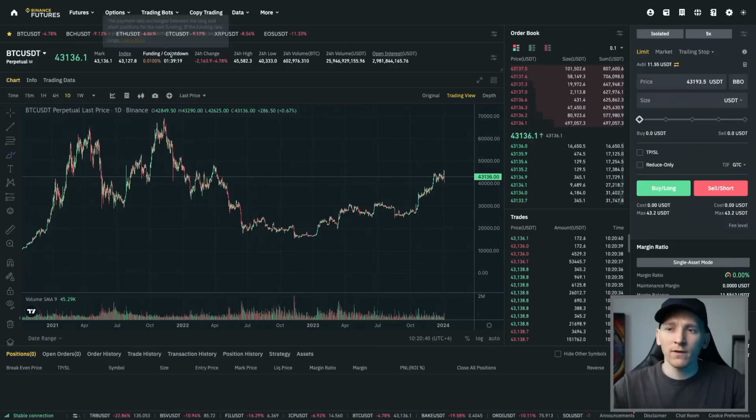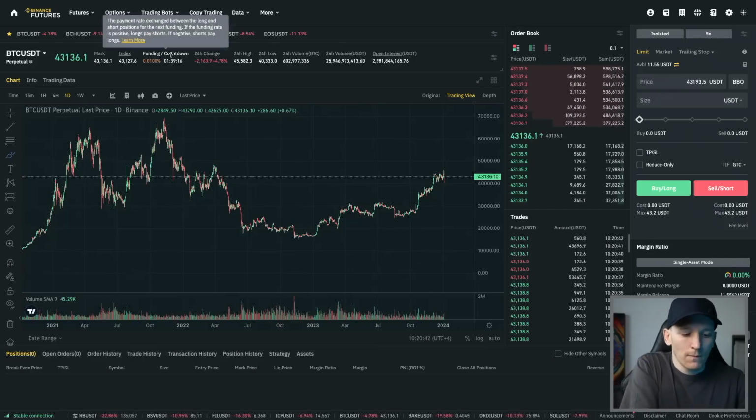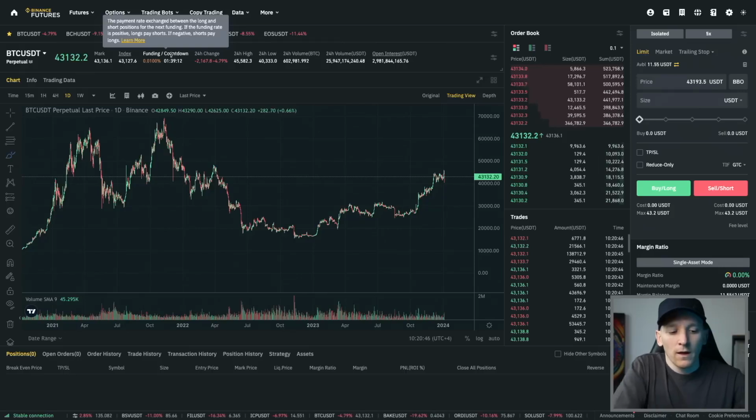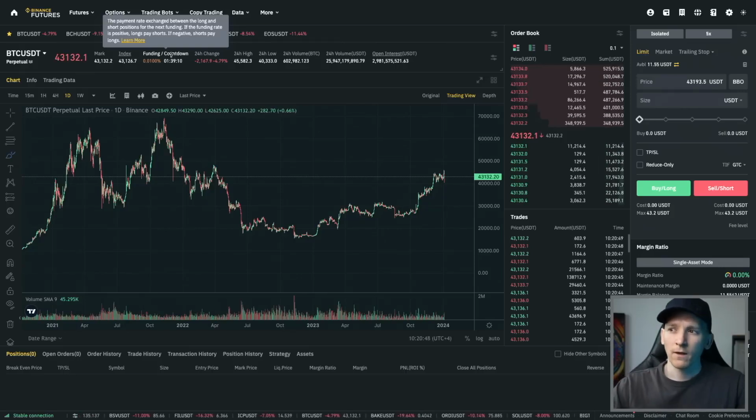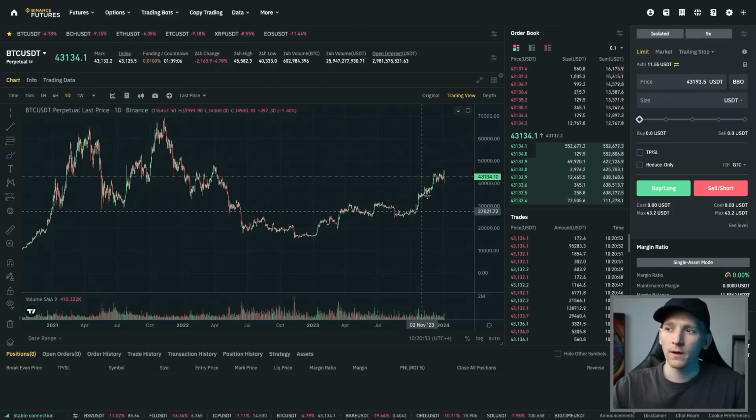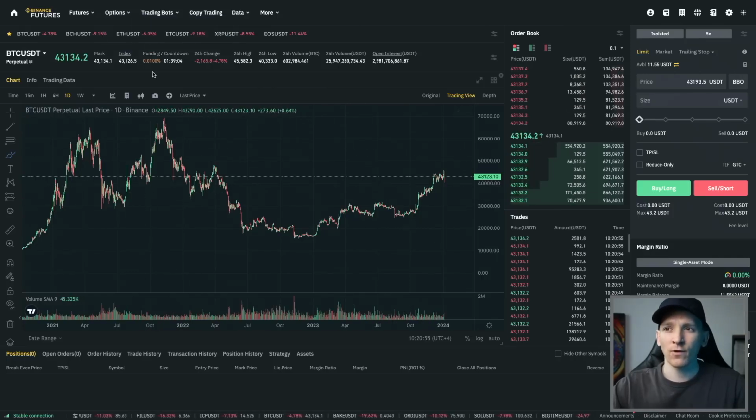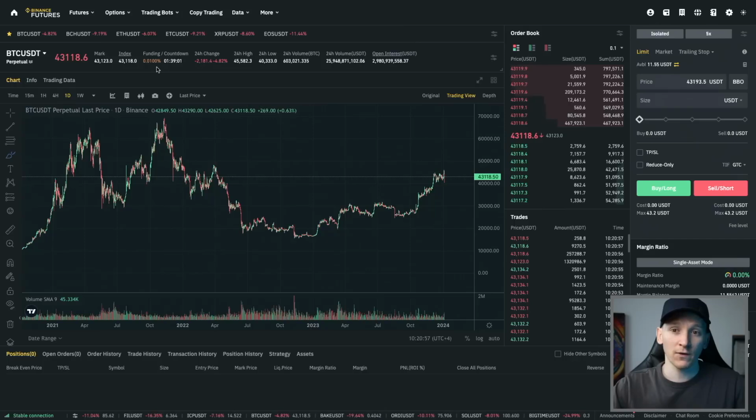So 0.01%, and then we can times that by 3 and then just do a yearly figure. So it's around 11% right now. So if you were to keep the position open for a year, you'd pay 11% on top as this funding rate. Now, it's not as easy as that, because over time, this funding rate can change.